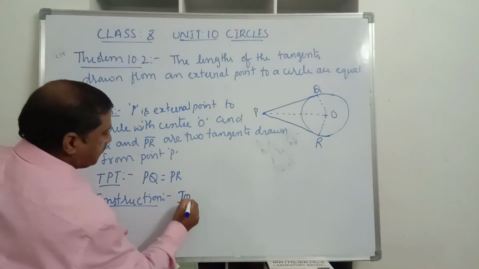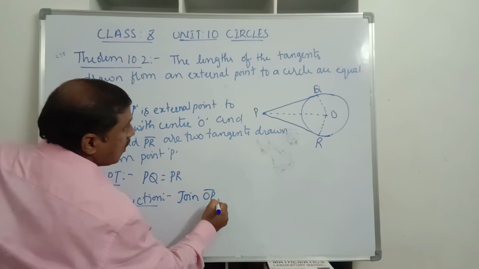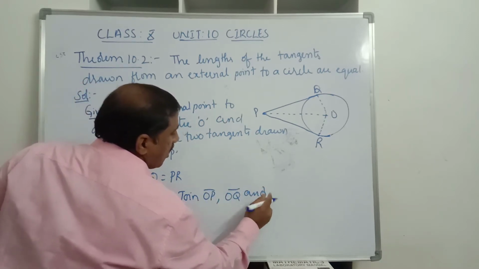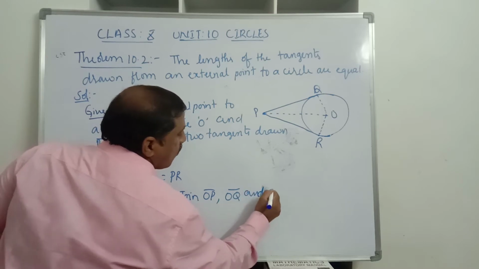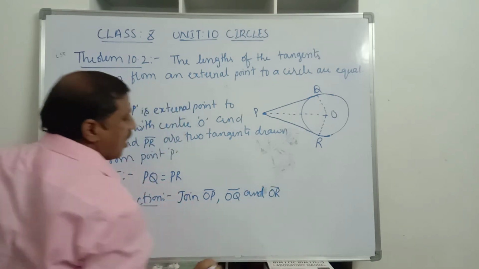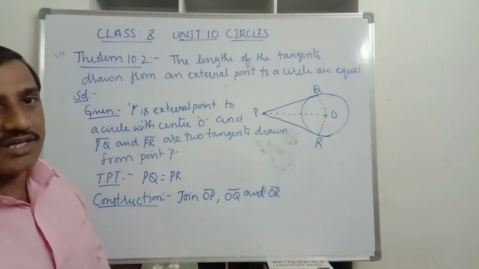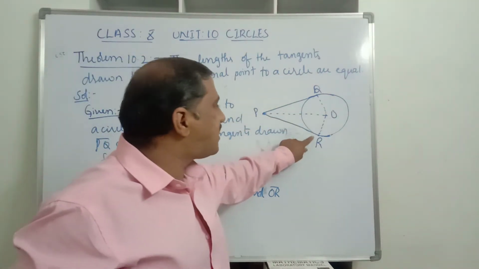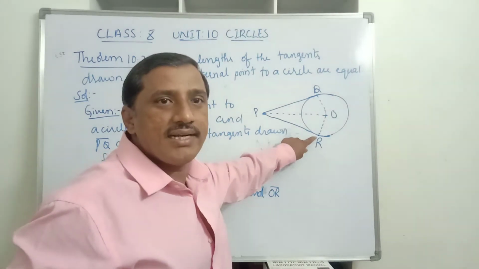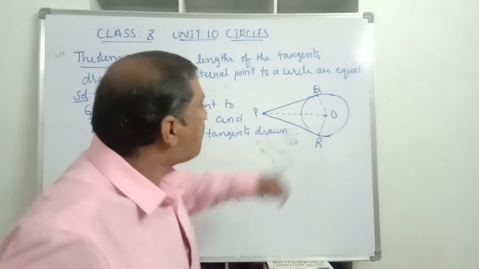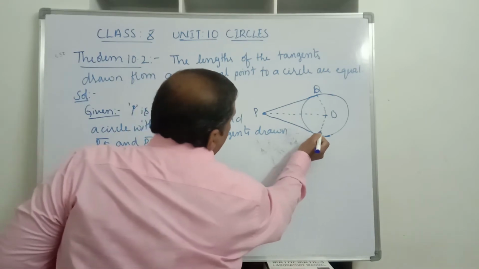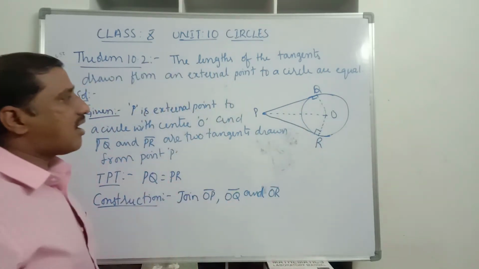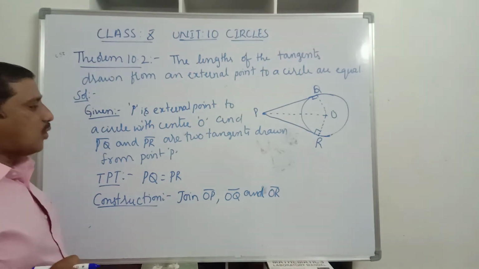So join OP, OQ and OR. OR and OQ are what? They are perpendicular to each other. What is the relationship between the radius and the tangent at the point of contact? That is, the radius is perpendicular to the tangent at the point of contact. We studied this as Theorem 10.1. Therefore, angle R and angle Q are both right angles.